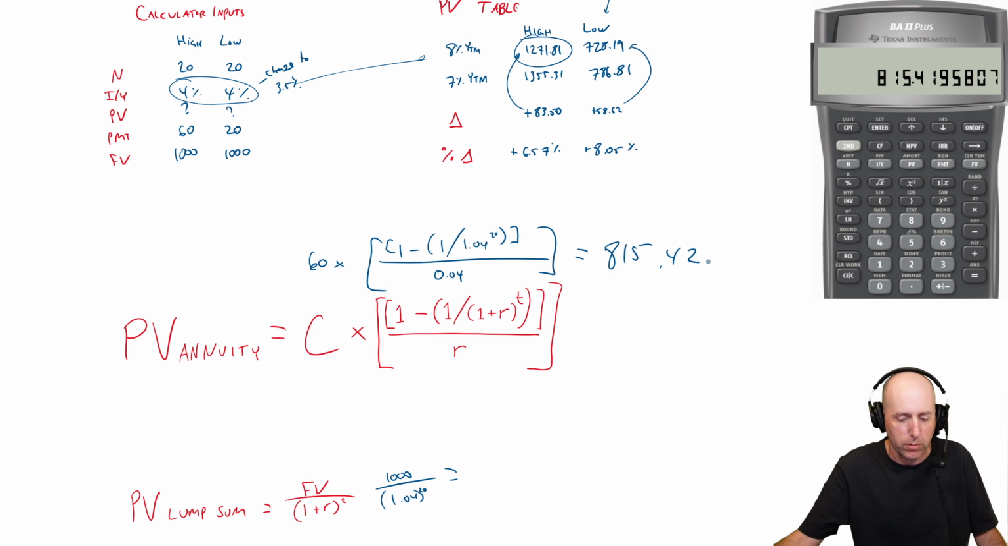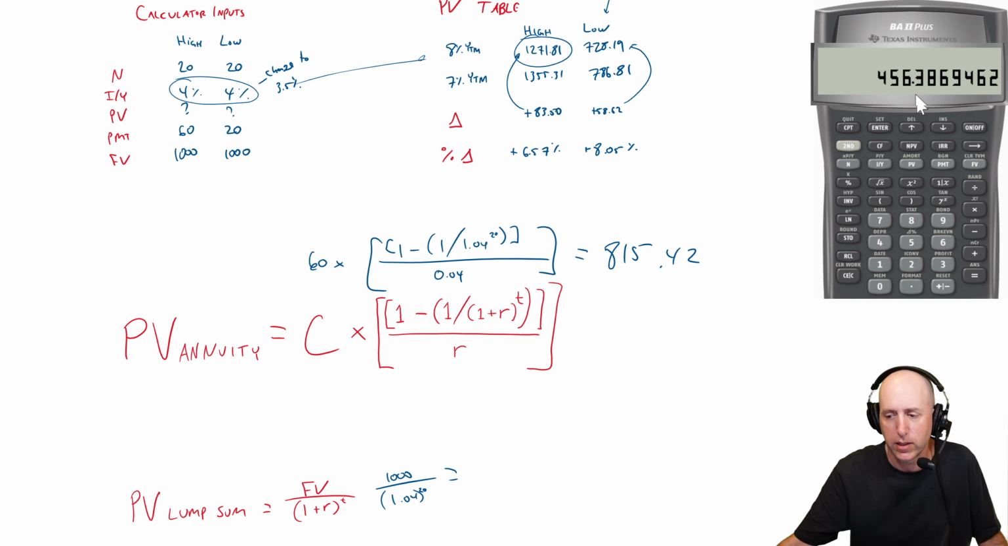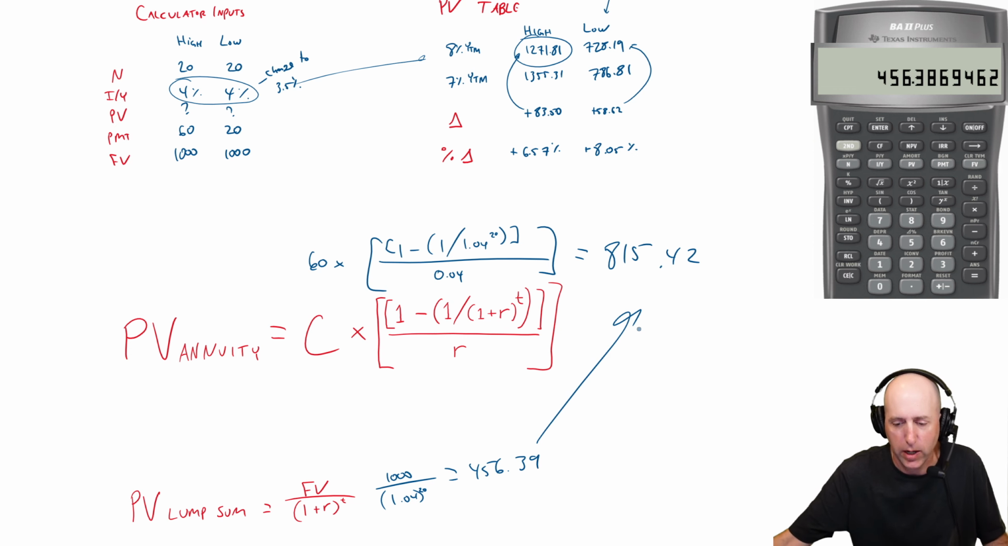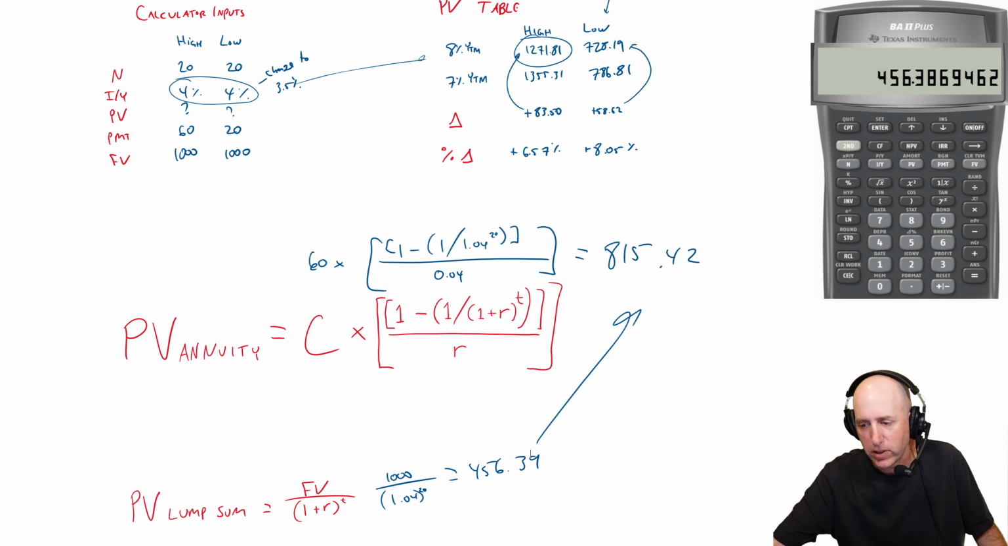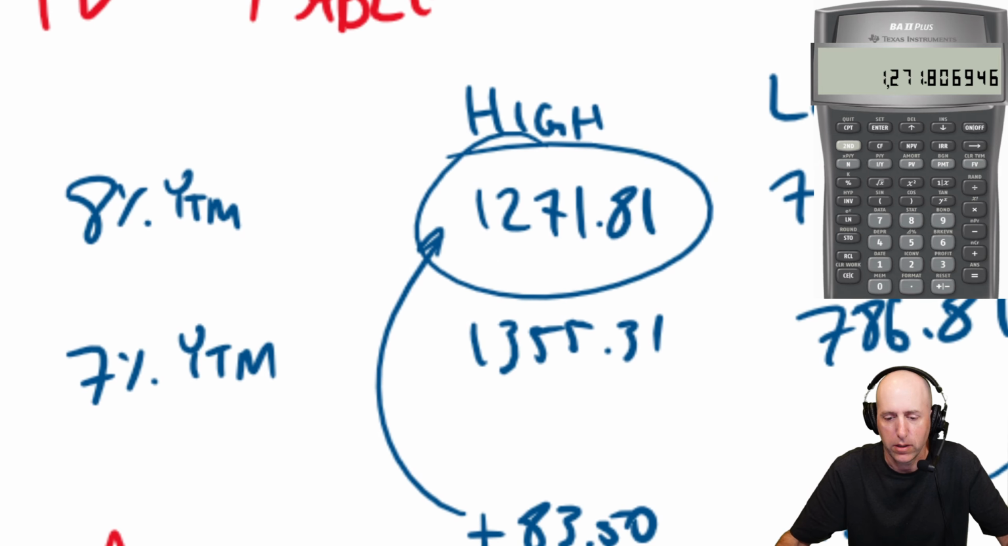Do the bottom one, 1,000 divided by 1.04 to the power of 20. 1.04 to the power of 20 is 2.19, 1 over x times 1,000, 456.39. So combine these two, 456.39 plus 815.42. And there's some rounding on here, but 1271.81.